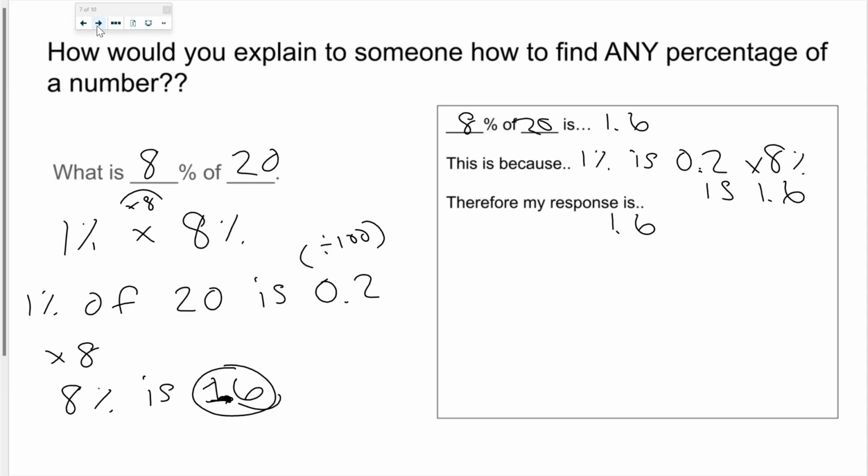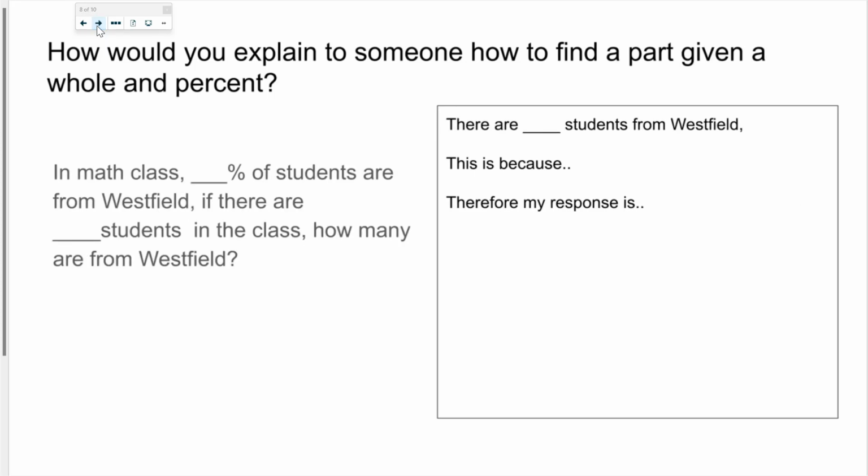All right, let's keep moving. How would you explain to someone how to find a part given a whole in percent? Let's look at this in math class: some percent of students are from Westfield. If there are this many students in class, how many are from Westfield? I'm going to pick 25 students for the whole because I know we can get to 100 from that. Then I'm going to say 20% of students are from Westfield. If there are 25 students in the class, how many are from Westfield?